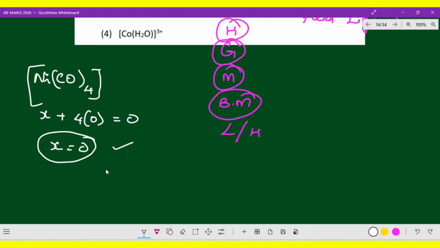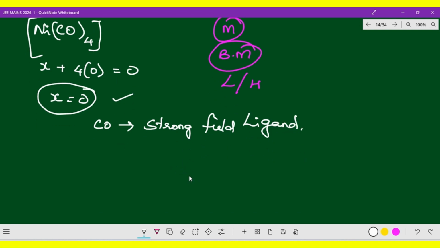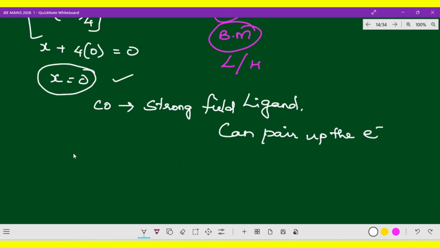Second point, identify whether it is a weak field or strong field ligand. Carbonyl is a strong field ligand. Strong field ligand means it can pair up the electrons in the orbitals. Now let us check each and every point.